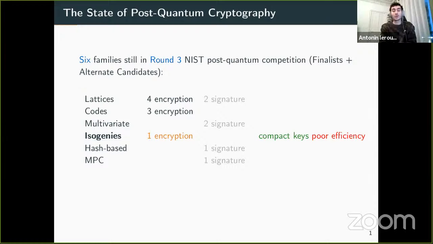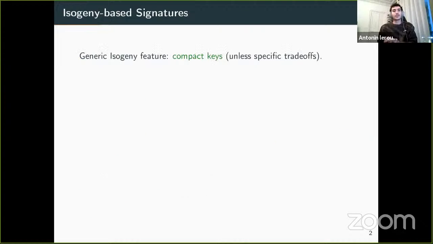This competition was launched in 2016, which means that a lot of new protocols were introduced since then. Today we are going to focus on signatures. I think a generic feature of isogeny-based signatures and protocols in general is that they have very compact keys. This is going to be true for almost all protocols, unless there are some specific trade-offs that are made to reduce some other parameters.